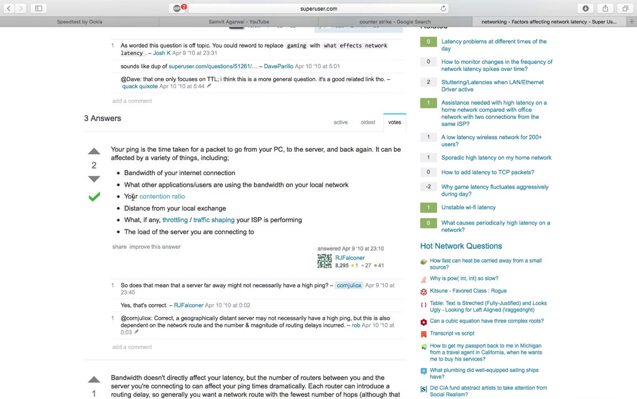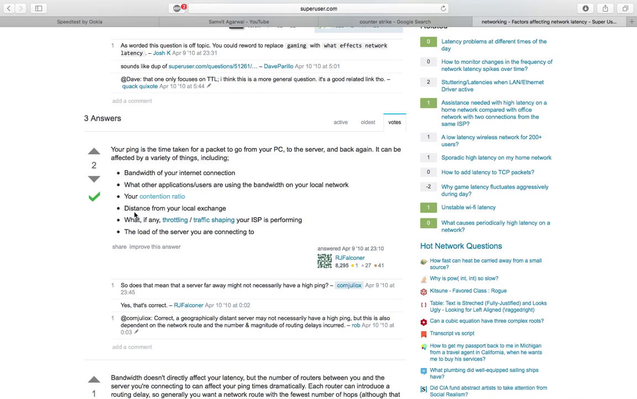Then again, the contention ratio can also affect it. The contention ratio is basically the ratio of how many people are using your bandwidth or that internet connection to the number of actual requests being made. So obviously, the fewer people that are on that server or using that product, the less the actual lag or latency is.